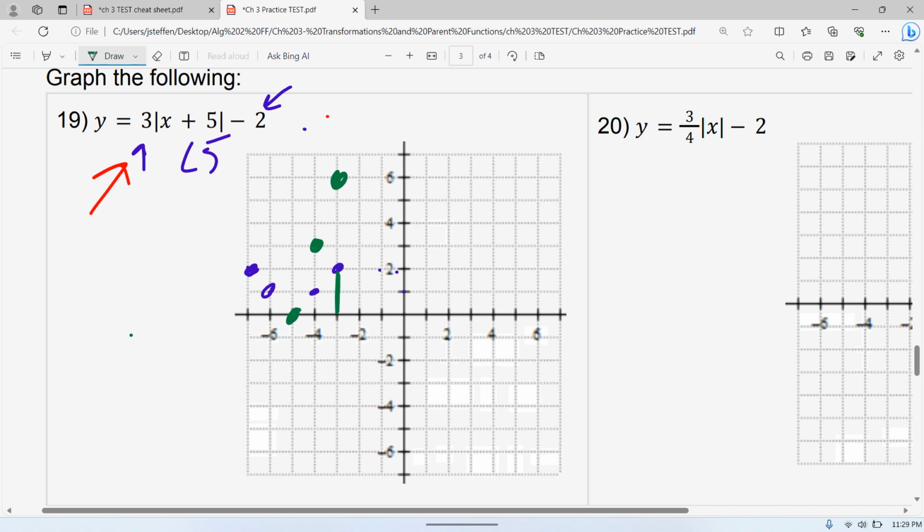So we start at 0. I don't go left or right any, but I do go down 2. And then my slope from there is up 1, 2, 3 over 1, 2, 3, 4, and the same to the other side. And that ends up being your graph.